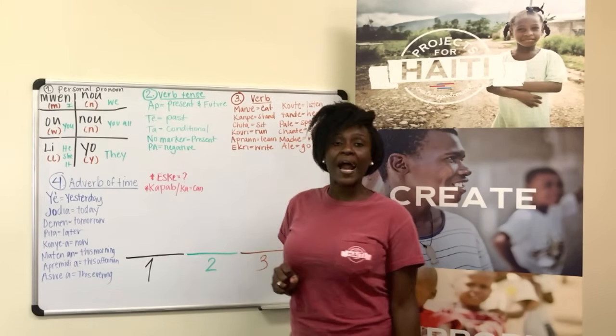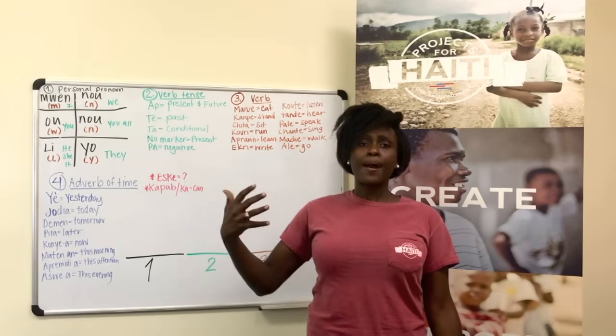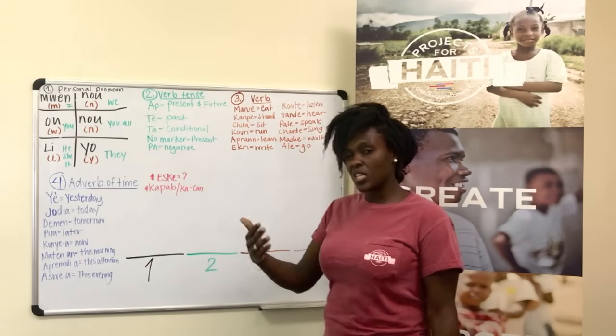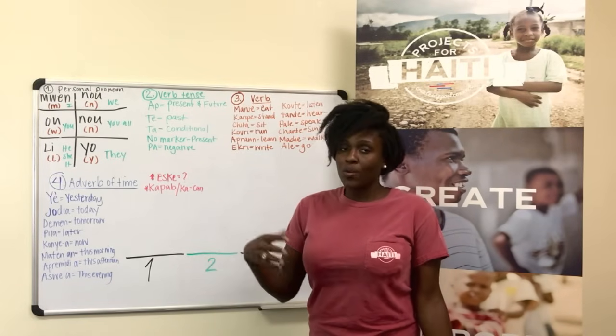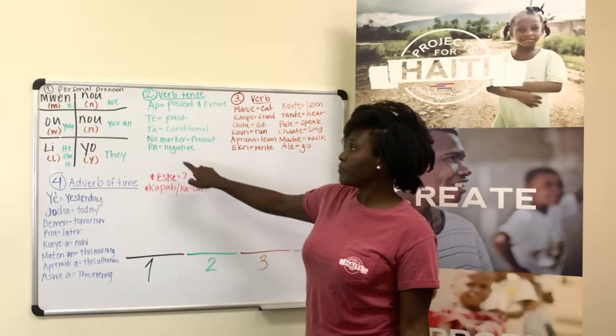Next, ta is conditional. I would eat. Moi ta manger. Usually you put a little bit more. Moi ta manger mais. I would eat, but we'll save that for a little bit later.